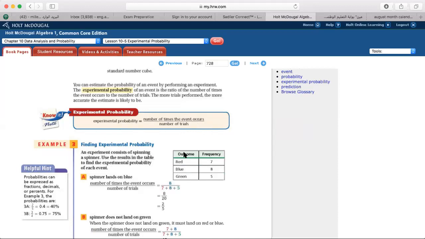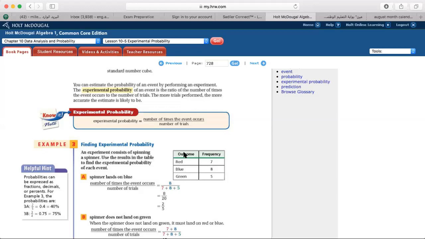Girls, I want to remind you of fractions. What is the rule of fractions? A fraction is part of a whole. In the numerator, I write the part, and in the denominator, I write the whole. The same here for the experimental probability. I write up the part and down I write the whole.